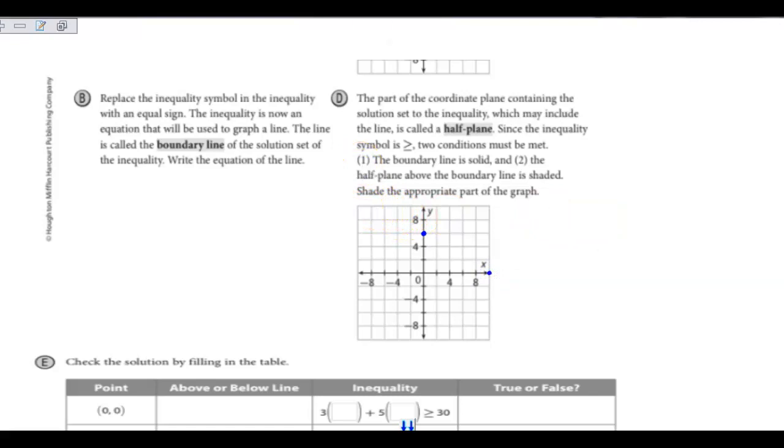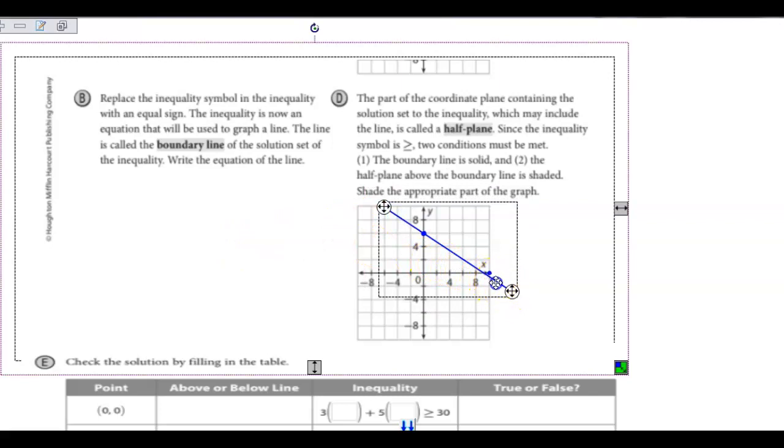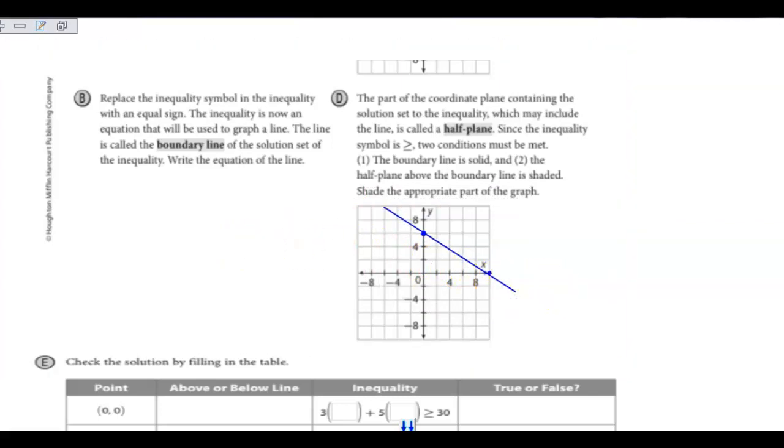Remember before we said that ordered pairs can make it true? Well, ordered pairs are not only found on that line. Ordered pairs could also be found elsewhere in the grid that makes that statement true. So what we're going to do is find out which side we're going to shade. Are we going to shade the lower half, or are we going to shade the upper half?